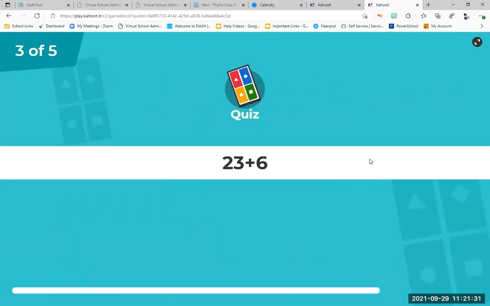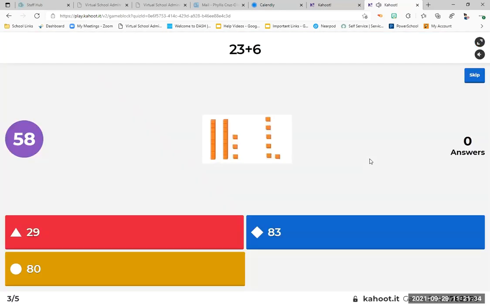All right, let's do this one. 2 tens and 3 ones. I had 23 pickles. And Addie gave me 6 more. How many pickles do I have? All you have to do is count the tens and the baby ones.